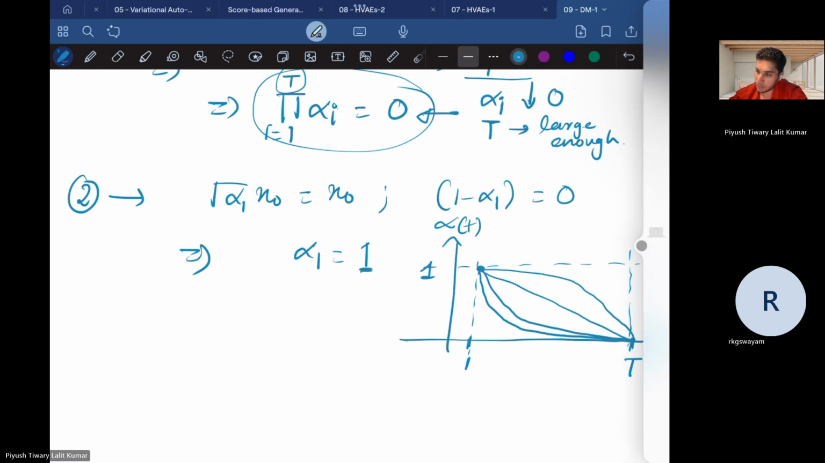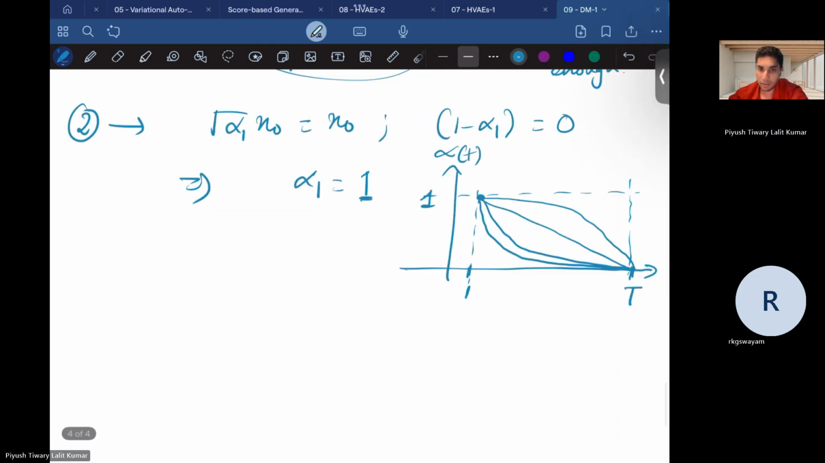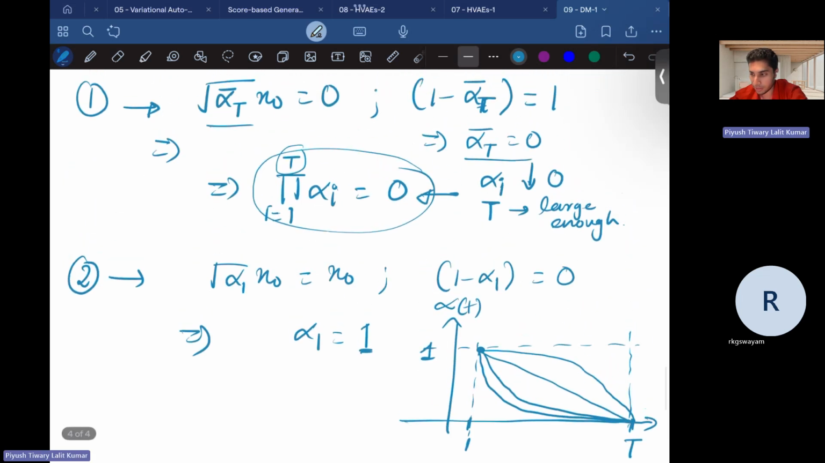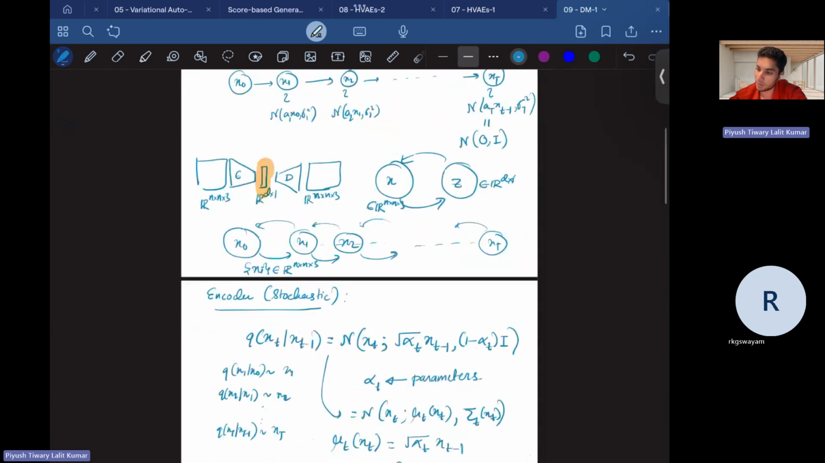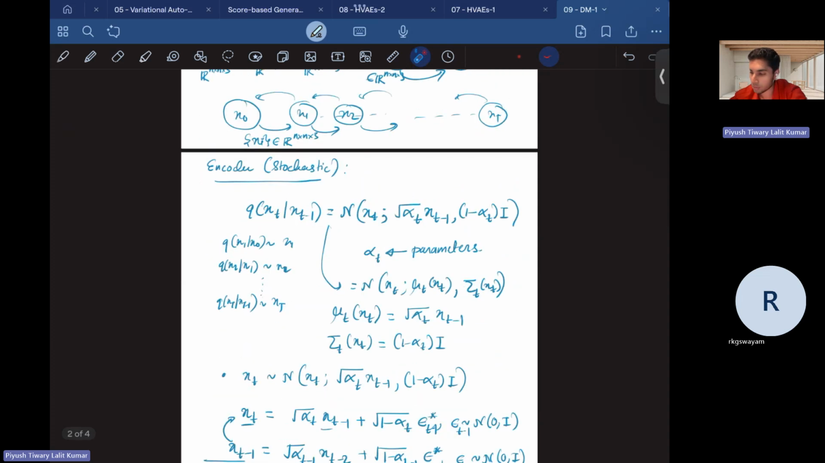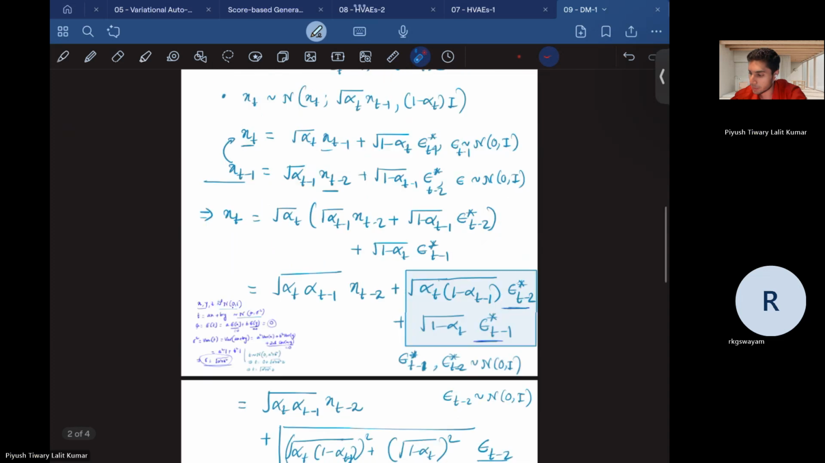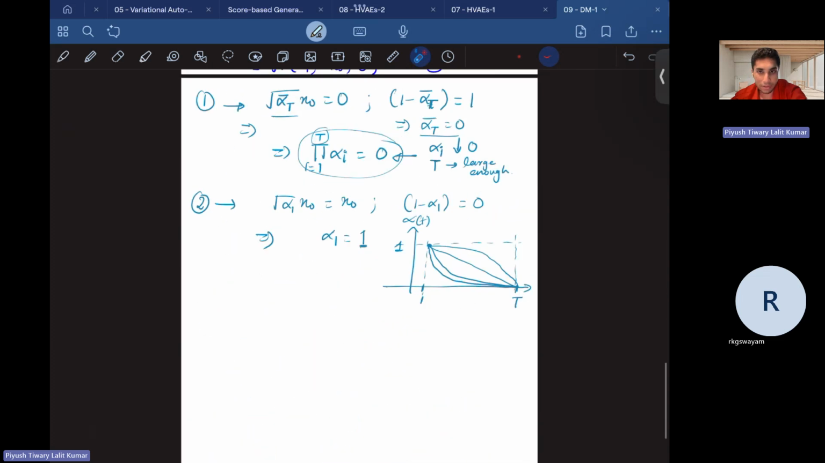Okay, so let's go back. Everything is fine till now. We have understood the forward process, this direction of the diffusion models, the forward direction. We know how to calculate any latent at any time if you know x naught. We have also understood how the alpha t's should be chosen so that the third assumption holds true. All of those things are fine.